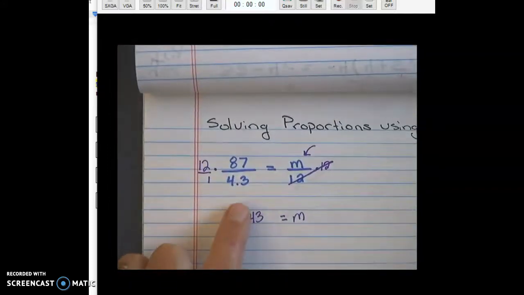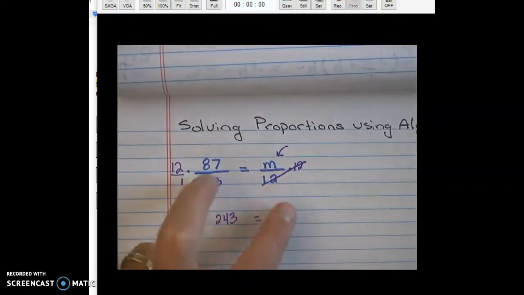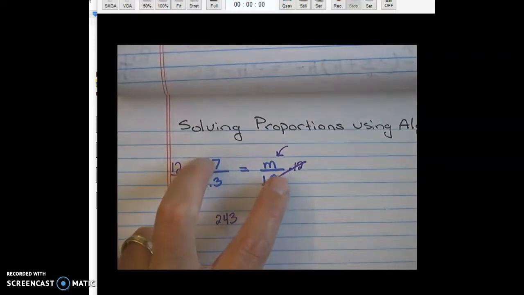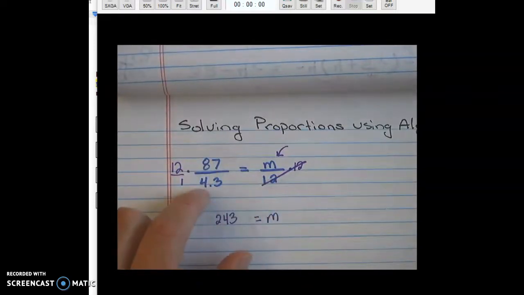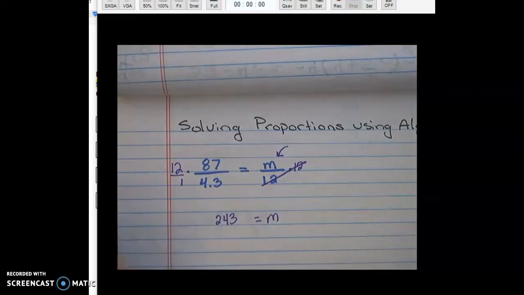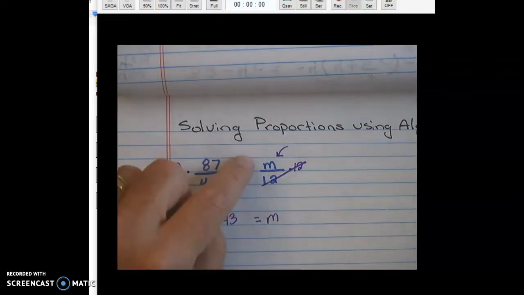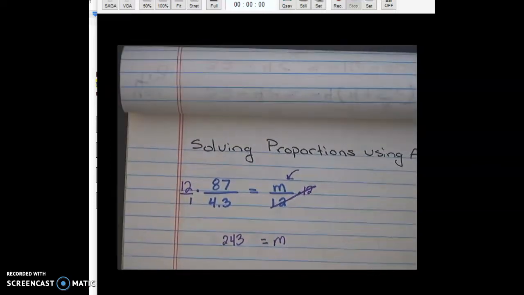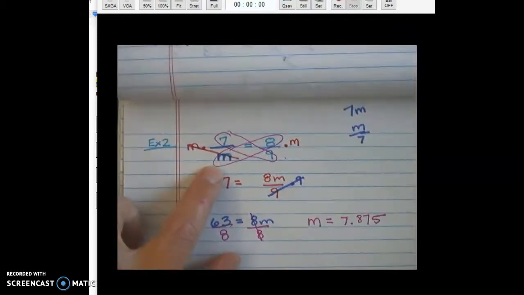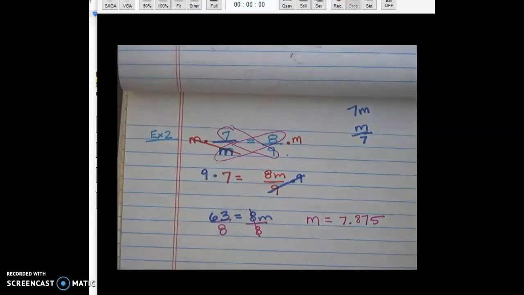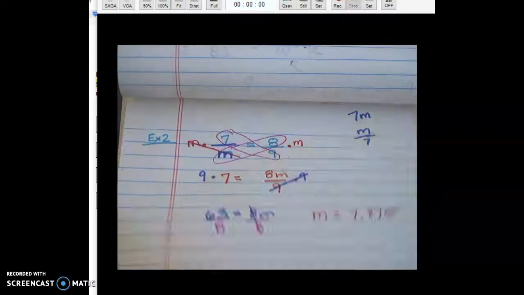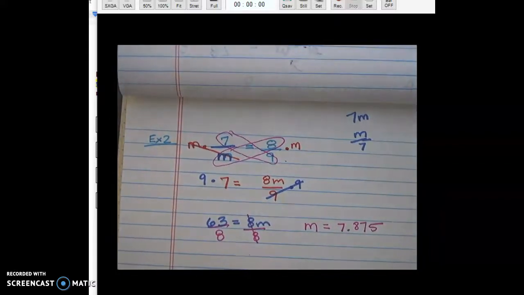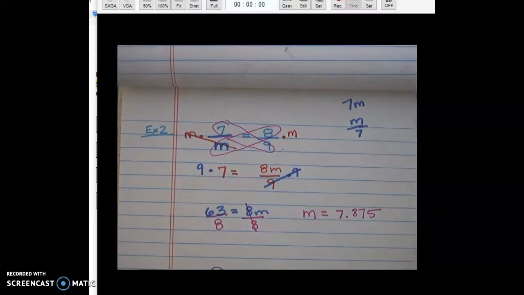We could have done 4.3 times m equals 87 times 12, but then we would have had one more step to solve. So I usually don't use that if there's a single m and it's on top. I usually use the cross multiplication, even though it works in both cases, when my variable is on the bottom. We're going to finish up just looking at one more example where cross multiplying can really help.